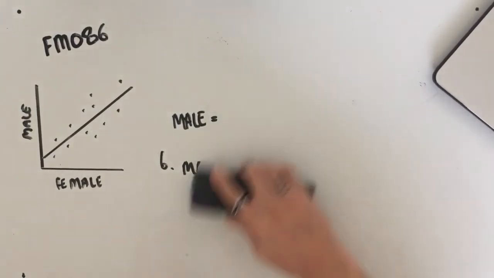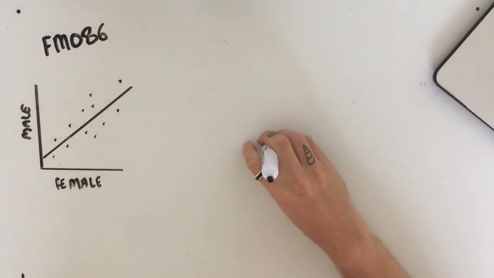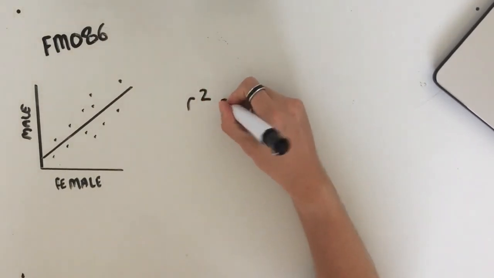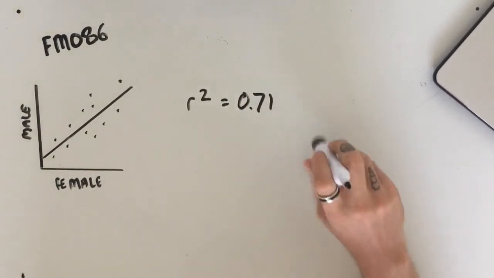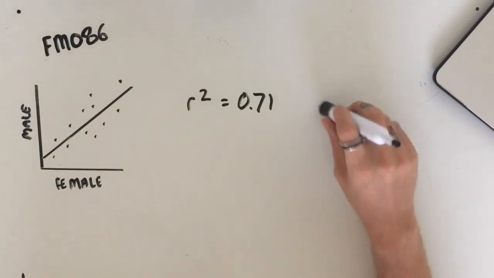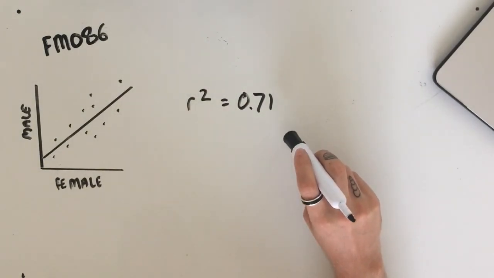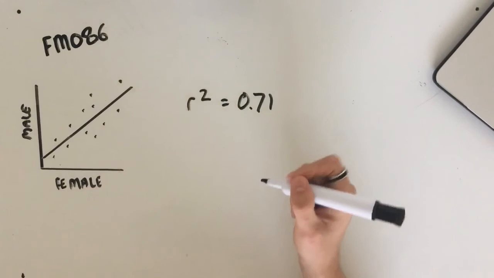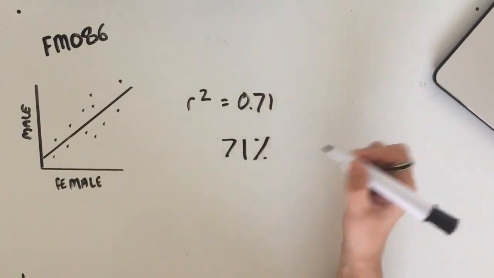Part C then goes on to talk about the coefficient of determination. Now, not to be confused with the correlation coefficient. The coefficient of determination is r squared. And in this case, they've told us the coefficient of determination is 0.71. Interpret the coefficient of determination in terms of male stress levels and female stress levels. So what the coefficient of determination tells us is the percentage of variation in the response variable, in this case the male, that is explained by the variation in our explanatory variable. So this r squared equals 0.71 means that we're attributing 71% of the variation.